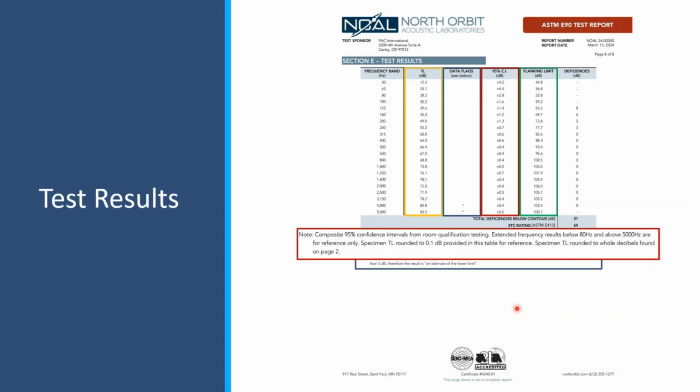In this case, I don't think it's actually required by the standard right now to be reported. I think that's something I'm pushing to have us change in E90. But North Orbit reports it, so you can very easily compare your transmission loss values over here to your flanking limit and see how close you really are.